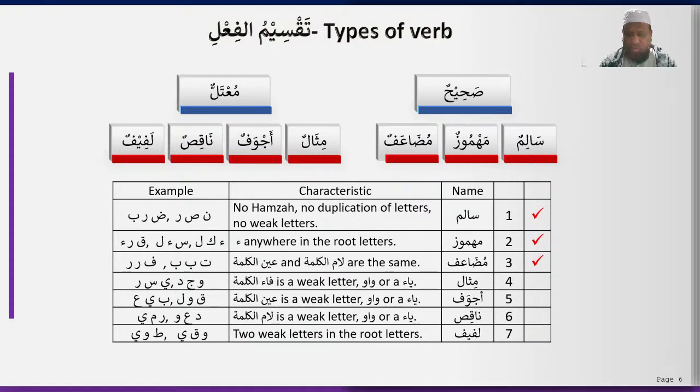Today we're going to learn number 4, Mithal. Mithal is when Fa'ul Kalima is a weak letter. It can be Harful Illa, Waw or Ya. And the number 5 is Ajwaf. Ainul Kalima is a weak letter, Waw or Ya. Number 6, Naqis. Lamul Kalima is a weak letter, Waw or Ya. And number 7, Lafif. 2 weak letters in the root letters.